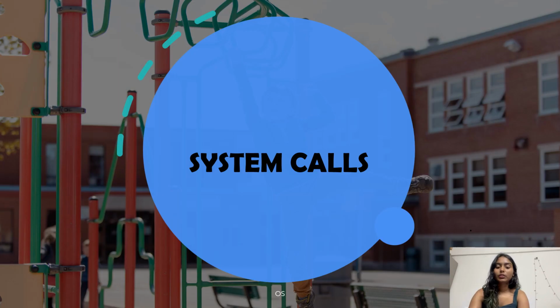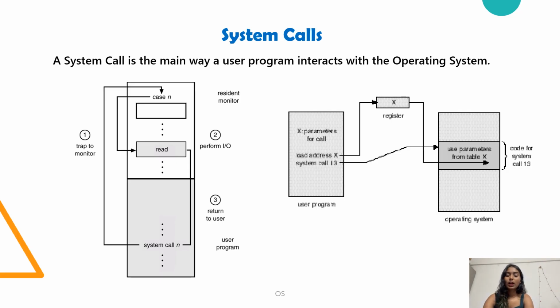So now system calls. A system call is the main way a user program interacts with the operating system. Here we can see a diagram which explains what a system call is and how it works, and how the user and the operating system interact. The user interacts with the operating system with the help of a system call.